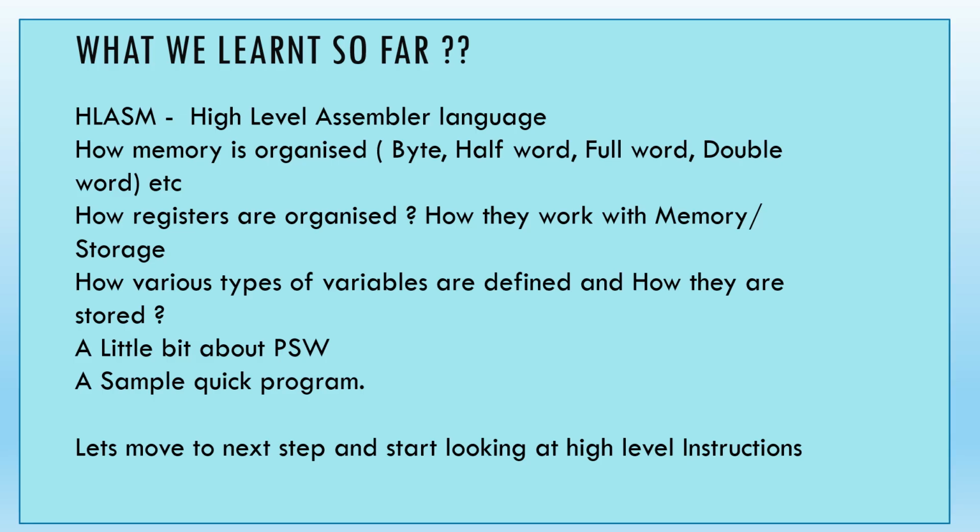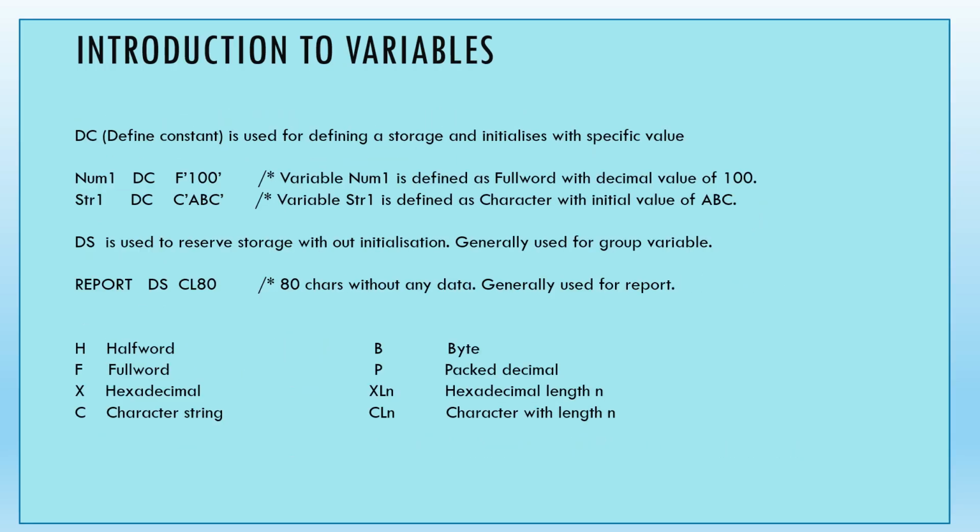So let's look into the introduction to variables. DC is a define constant. That's how we define a variable. Just think for a minute. When we say define constant, we are not using a constant in the regular sense, like in a Java program or a Python program where you have a constant and the value will not change anywhere. It will remain constant in a COBOL program also.